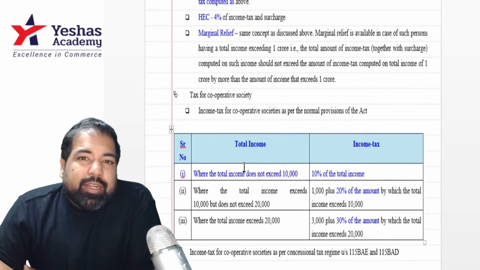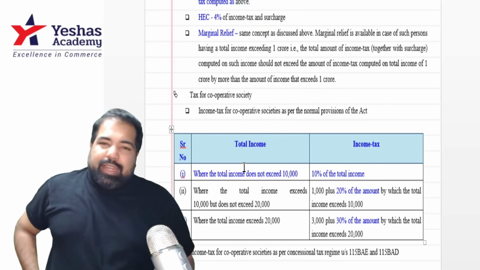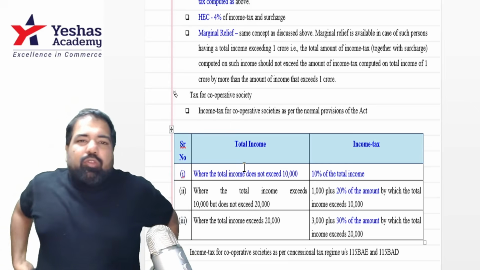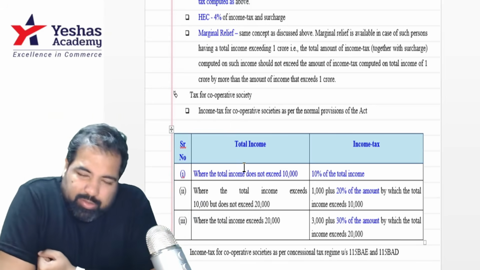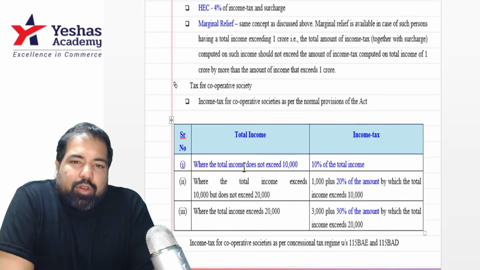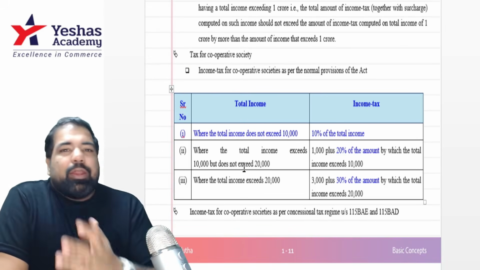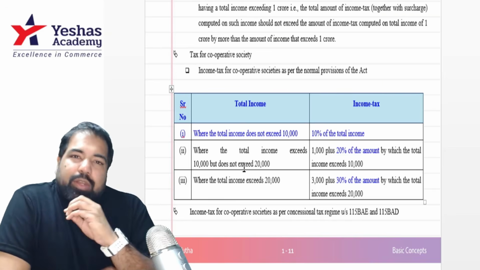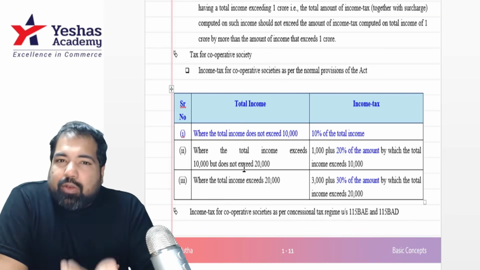Next, cooperative society. Guys, very, very important at CA final level, cooperative society. First, what does it mean? Where you are basically doing something for the benefit of some members, and that's a cooperative society. The government says if you are earning up to 10,000 rupees, sir, so low, yes, because cooperative societies generally don't make too much money, then up to 10,000 rupees is only 10%. From 10,000 to 20,000, it's 20%, and if you earn more than 20,000, then it's 30%.